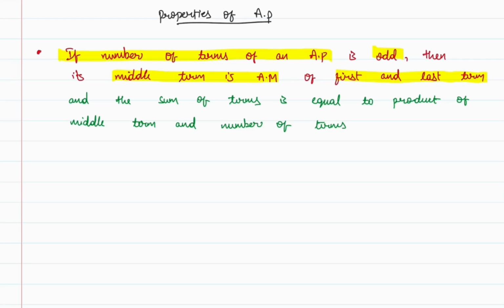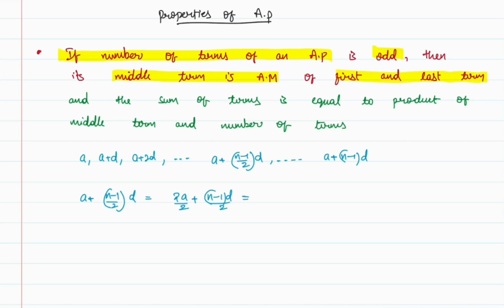So when we take an arithmetic progression with the first term a and common difference d, then it will become a, a plus d, a plus 2d, and so on up to, when n is odd, the middle term will be a plus (n minus 1) by 2 into d, and so on up to a plus (n minus 1) into d. Now here the middle term is a plus (n minus 1) by 2 into d. When you multiply a with 2 and divide with 2, this will become 2a by 2 plus (n minus 1) into d by 2, which will be equal to 1 by 2 times (2a plus (n minus 1) into d).